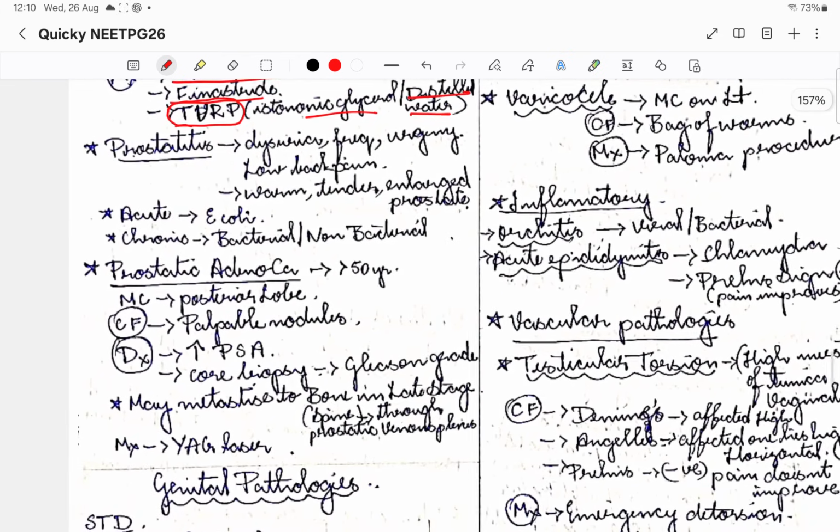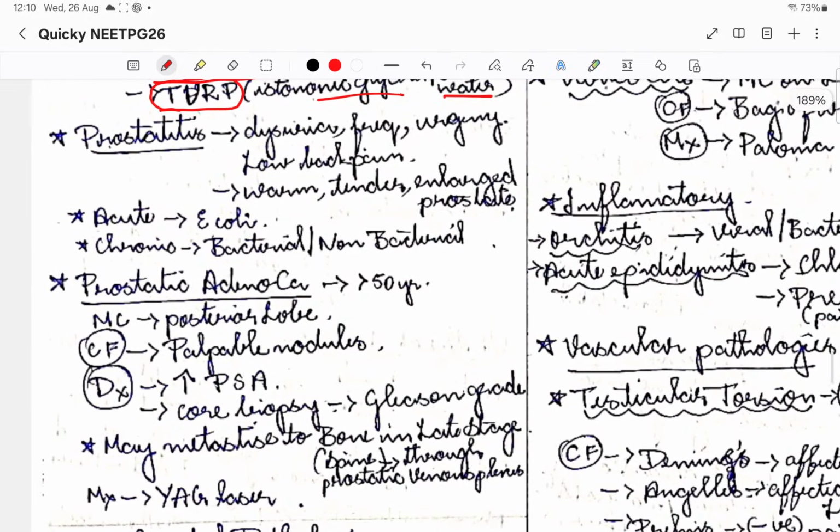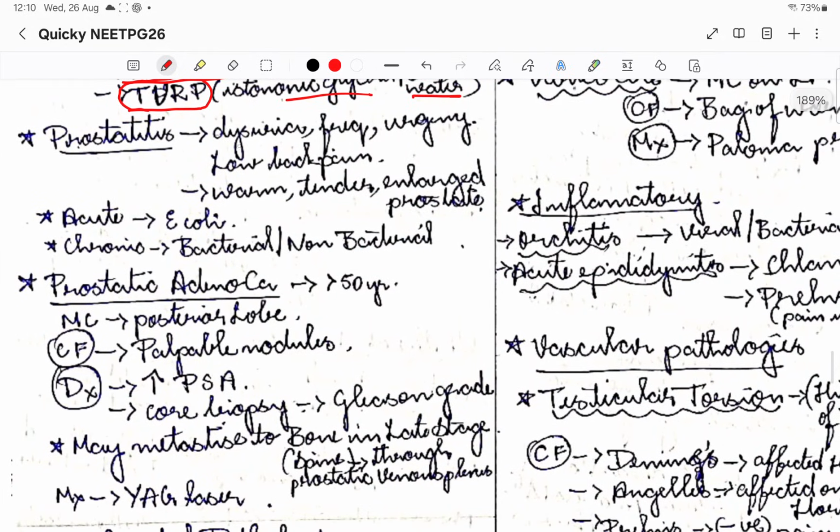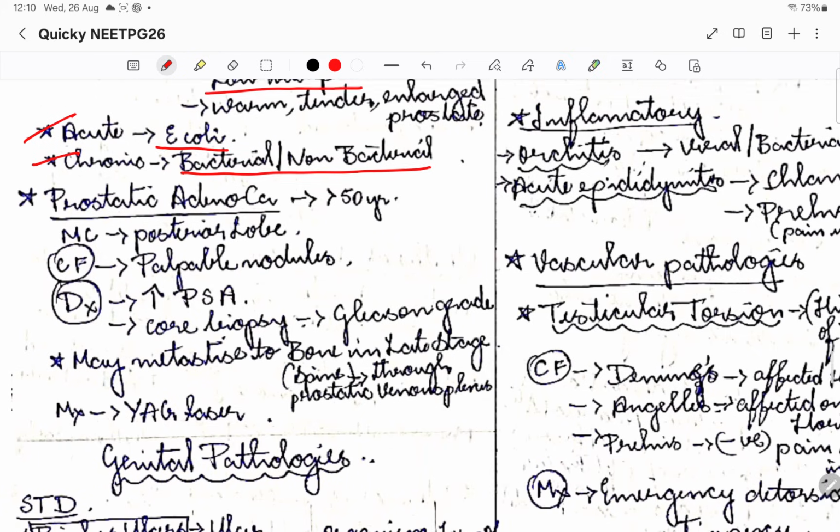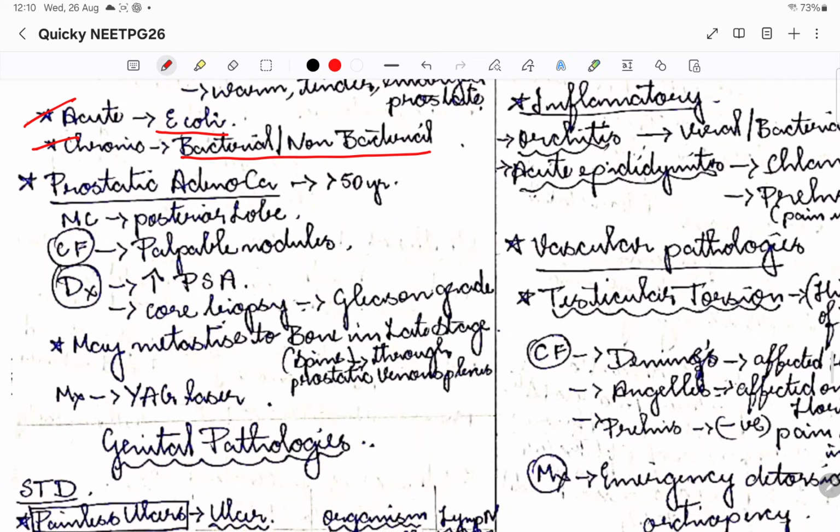So then coming to other prostate pathologies, prostatitis, that is dysuria, frequency, urgency, and then lower abdominal pain, and all these things will be there with prostatitis. So the acute cause will be because of E. coli, and the chronic cause because of the bacterial or non-bacterial infections. Okay, then coming to prostate adenocarcinoma, I told you, right? So we are checking for PSA levels. So PSA levels, I mean, it is basically raised in BPH also.